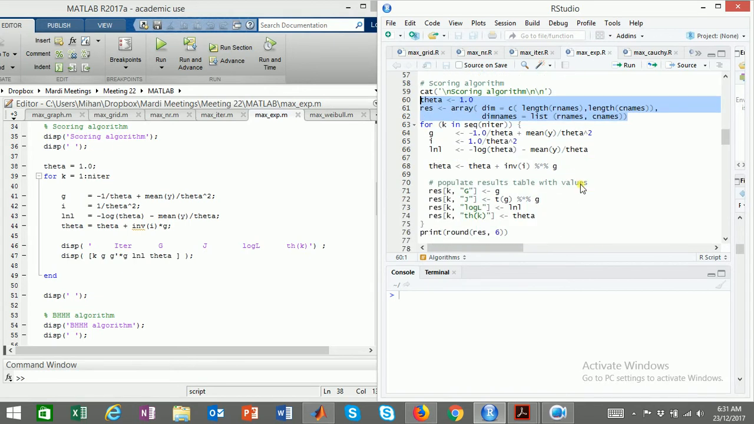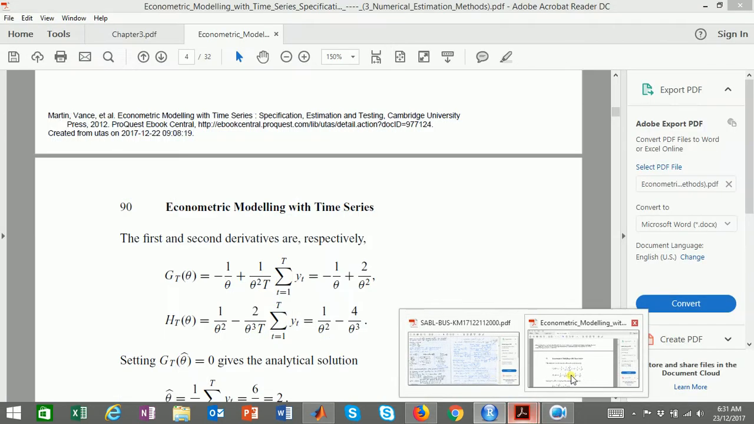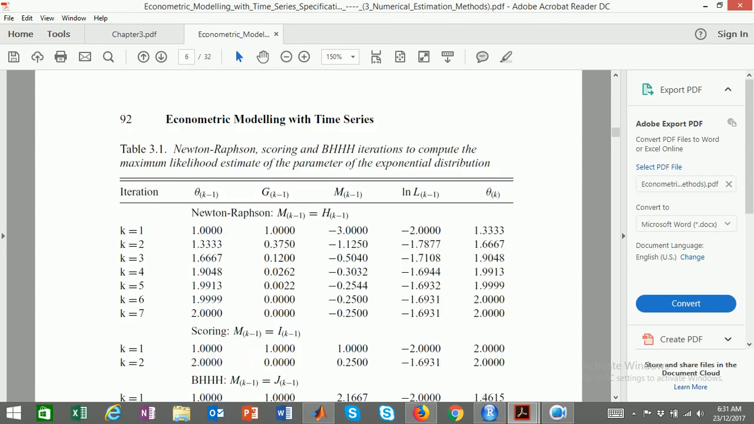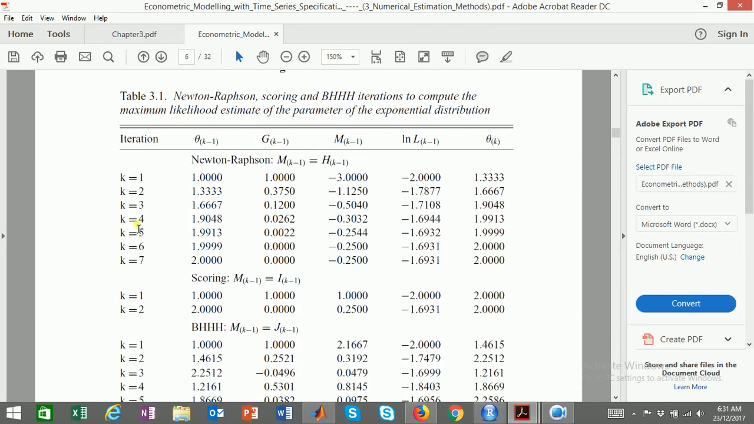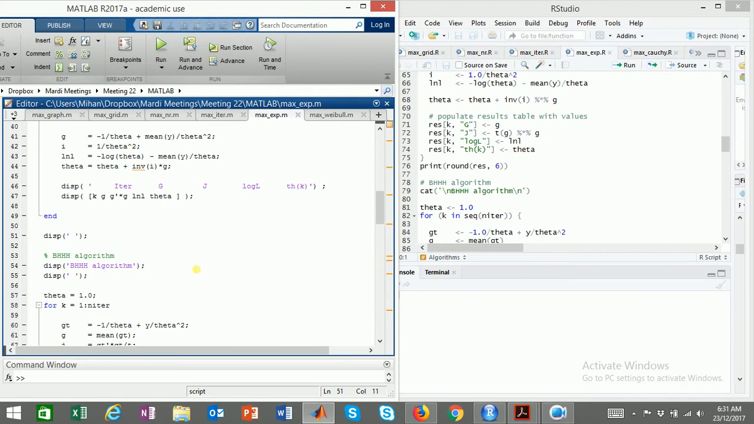Where I'm trying to say that k is just the sequence 1, 2, 3, 4, so that page 6 looks like this. See, iteration k1, k2, k3, k4, it will show the iteration. That's all. Then comes the BHH algorithm.